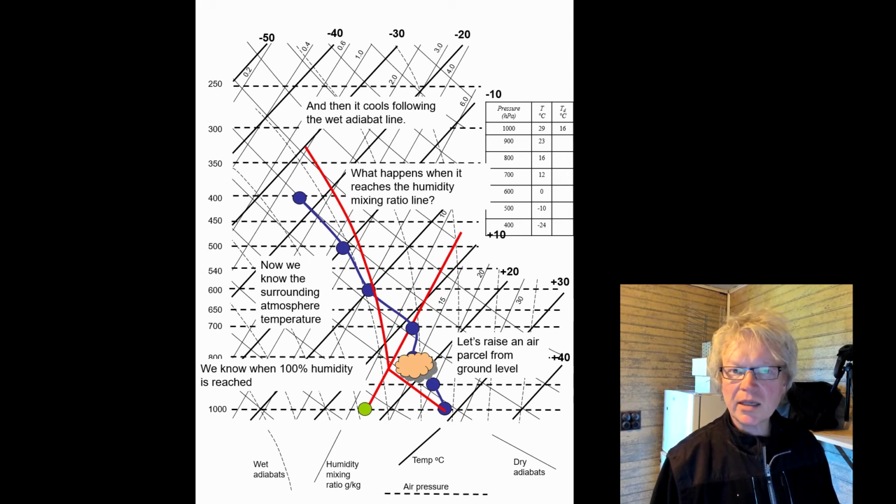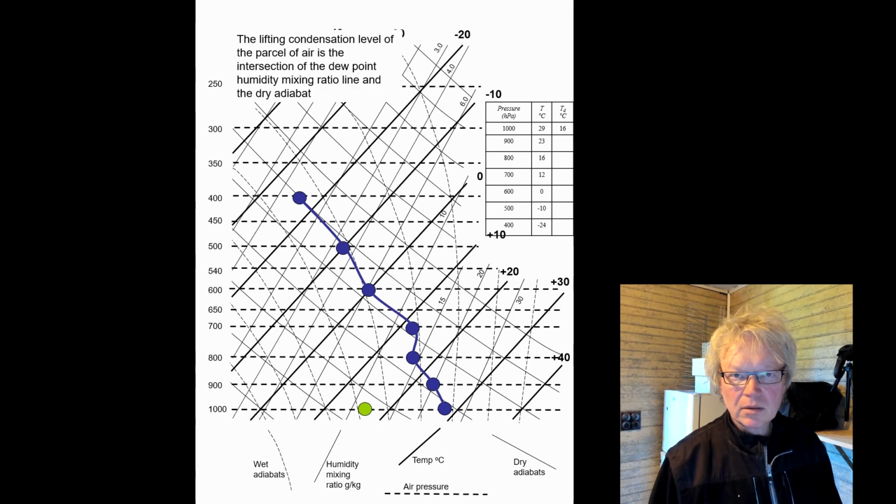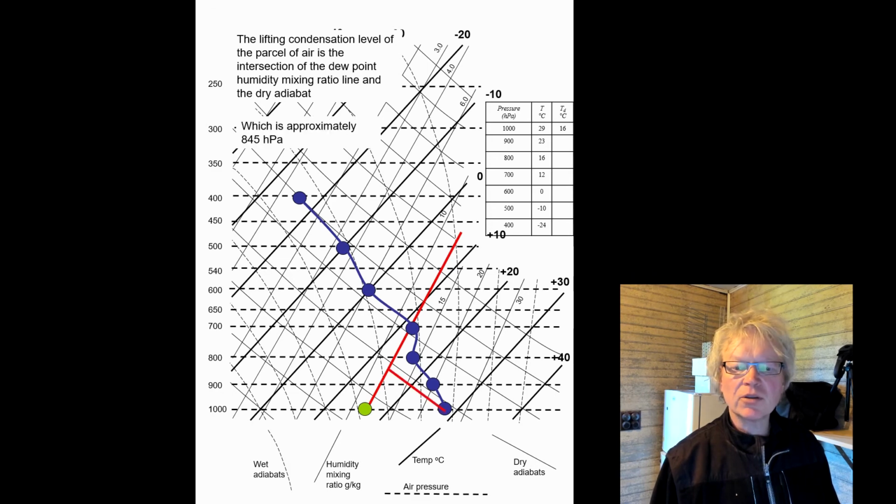And what do we see? We can see that it has intersected with the environmental lapse rate. Remember what that means? Removing those text boxes. The lifting condensation level of the parcel of air is the intersection of the dew point and humidity mixing ratio lines. So the lifting condensation level is where our cloud has formed, and in this case it's approximately 845 hectopascals. You can read that off the graph.